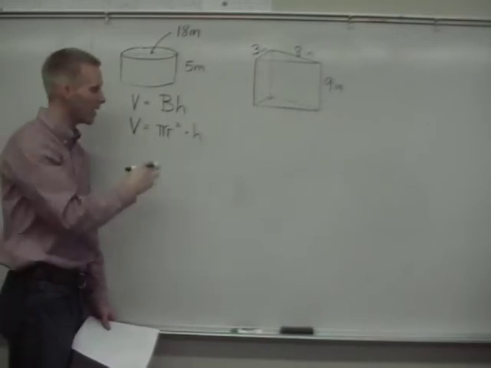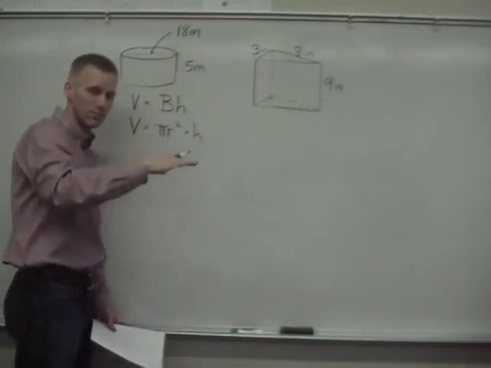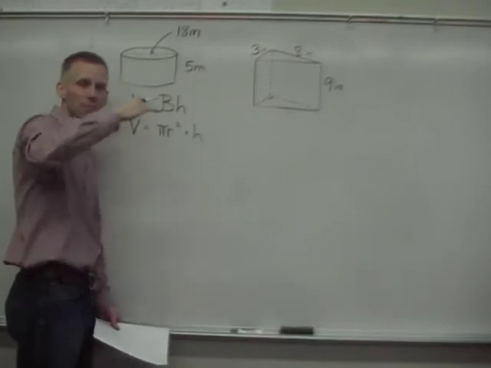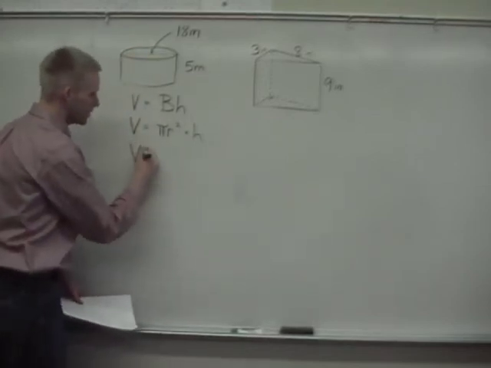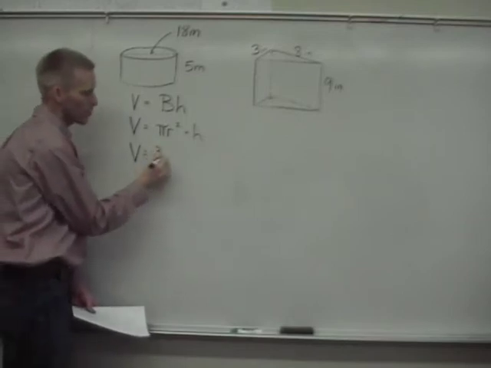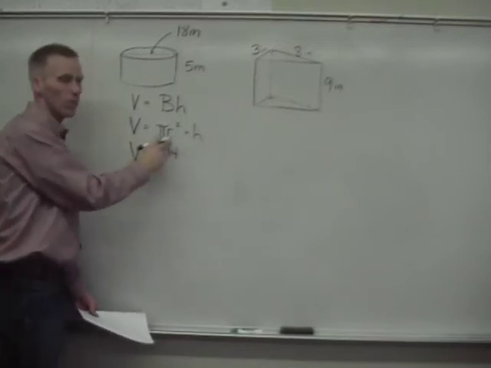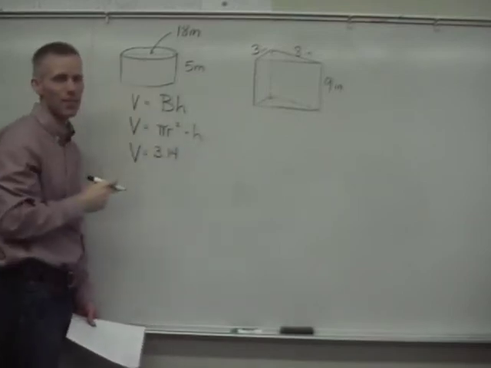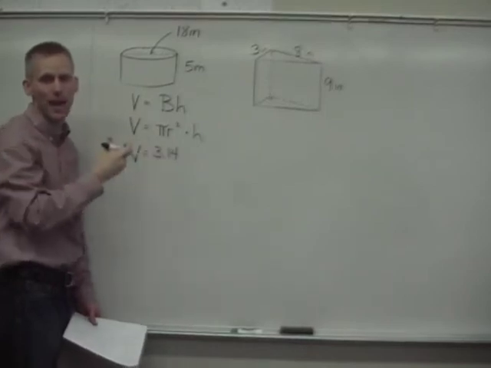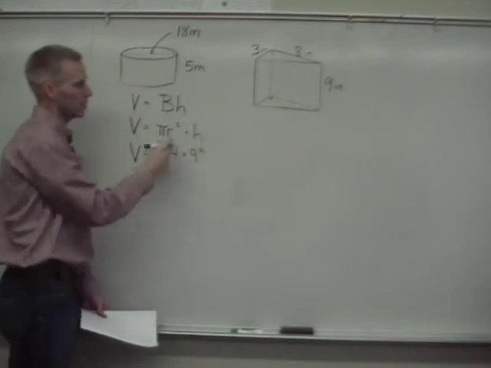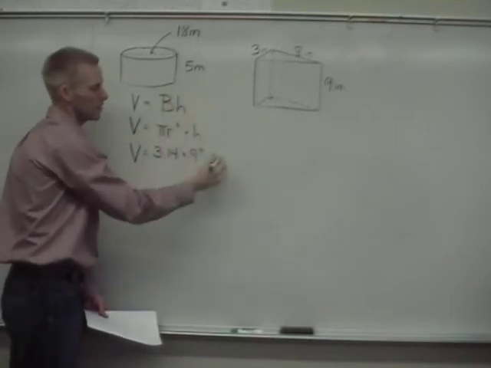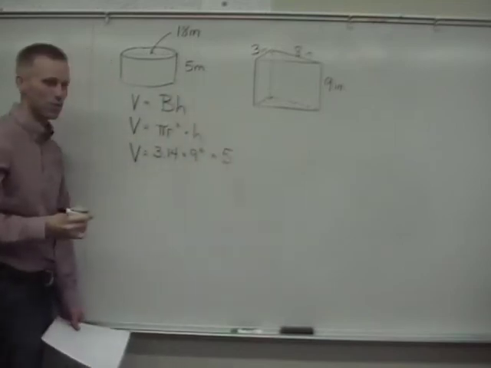It's kind of like finding one layer and then stacking that up a bunch of times in order to figure out your value. Well, in this example, pi, we're going to use 3.14. Radius, well, it gives us our diameter of 18. Remember, radius is half of that. So 9 squared. And times our height is going to be 5 meters.